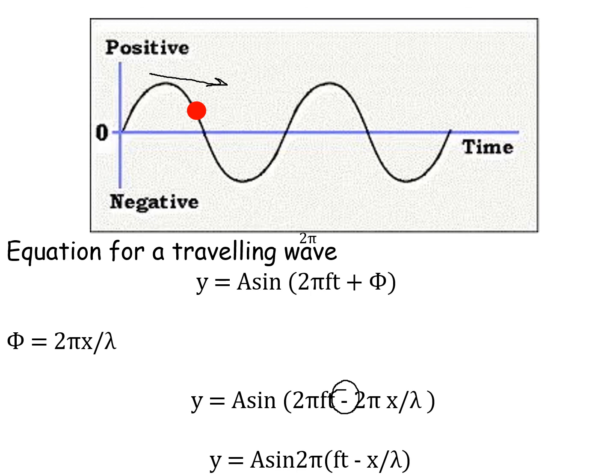And then you can see why we've got the 2 pi, because we can take it out as a common factor, and we get the final equation, which is y is equal to a sine 2 pi ft minus x over lambda. And this is the general equation for a travelling wave. And a really useful exercise would be to compare this with the general equation for simple harmonic motion, and you'll see that they're fairly similar.